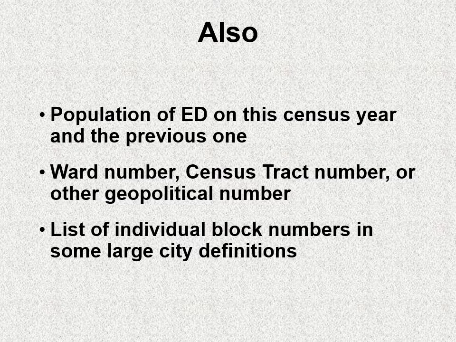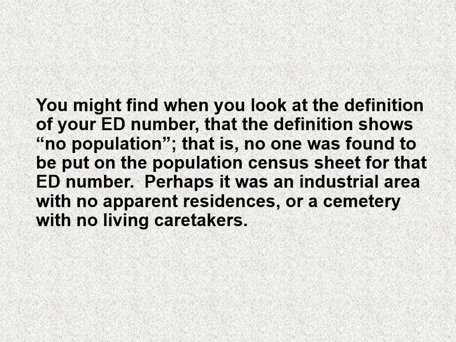Also, you might find the population of the ED for that census year and the previous census 10 years earlier, a ward number, and a census tract number. You might see a list of individual block numbers in large cities, which was used for housing schedules. You might also find that the definition shows no population, that is, no one was found to be put on the population census sheet. Perhaps it was an industrial or commercial area with no apparent residents, or a cemetery with no living caretaker.